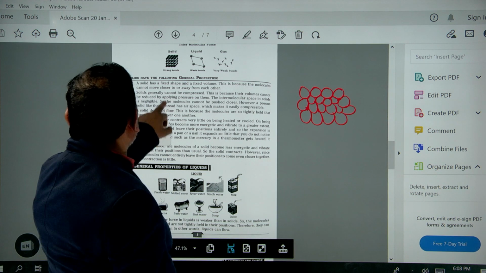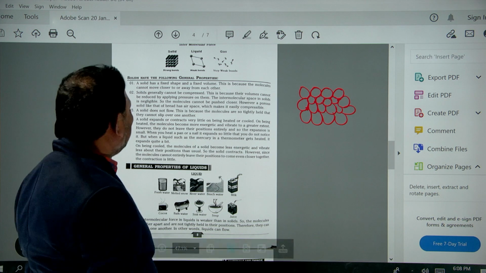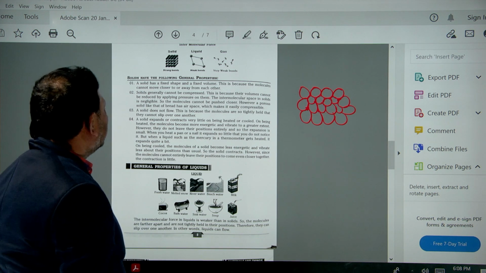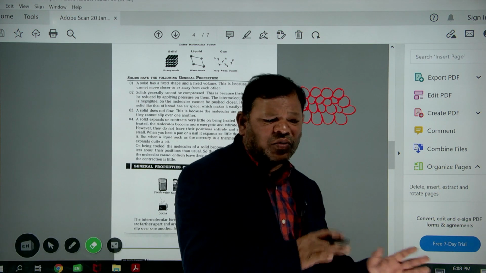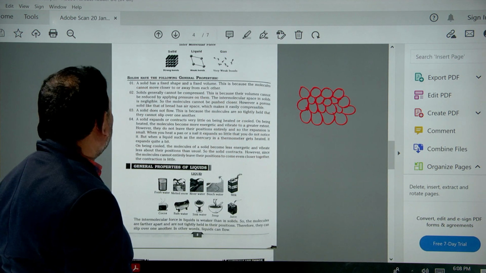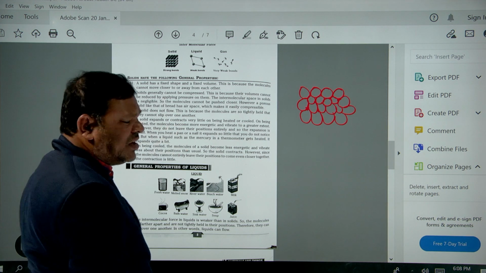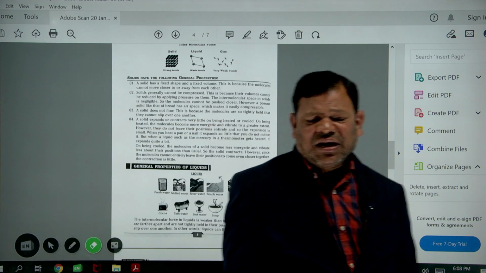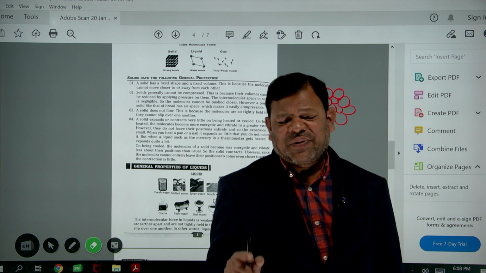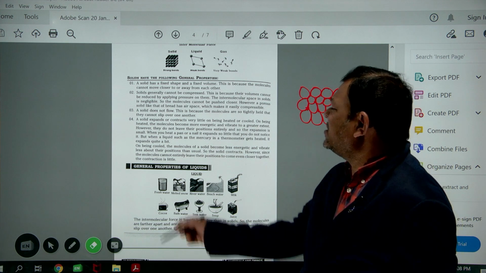Next, a solid does not flow. This is because the molecules are tightly held in their positions. They cannot slip over or move from one place to another; they are tightly packed. A solid expands or contracts very little. For example, if you apply heat to iron, it expands only a very little bit. It is very negligible. That is a characteristic feature of solids.